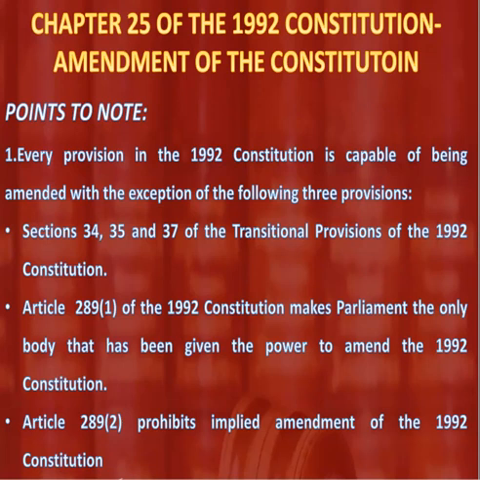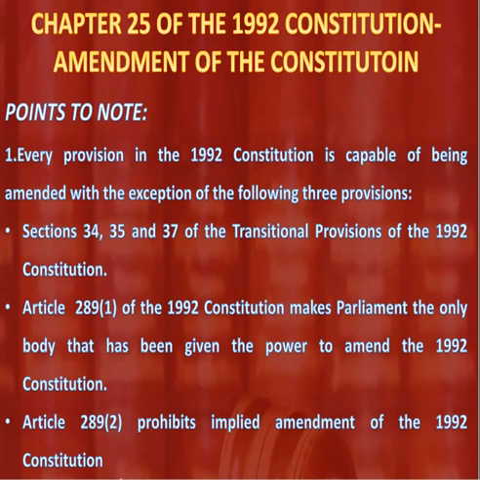And these three provisions are sections 34, 35, and 37 of the transitional provisions of the 1992 Constitution. And let me explain why I'm saying this. If you take a look at the 1992 Constitution of Ghana, there is a first schedule to the Constitution at the end. So when you finish your articles, there's a first schedule. That's where you have the transitional provisions. Now, when you go there, look at section 37, which is the last section of the transitional provisions.